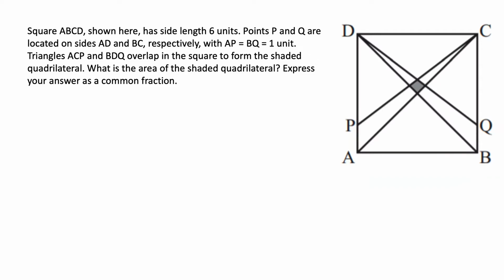Square ABCD, shown here, has a side length of 6 units. Points P and Q are located on sides AD and BC respectively, with AP equals BQ equals 1.